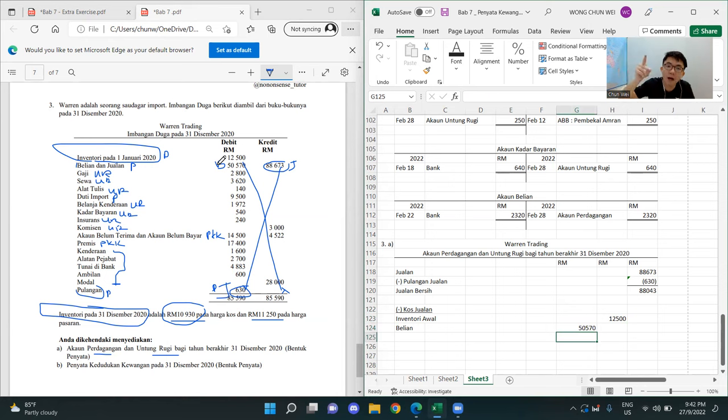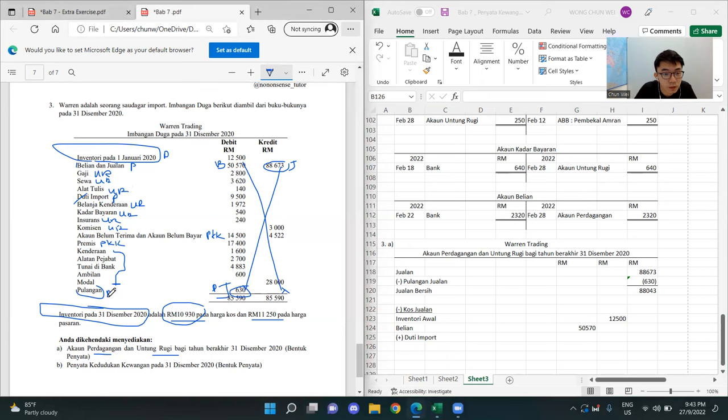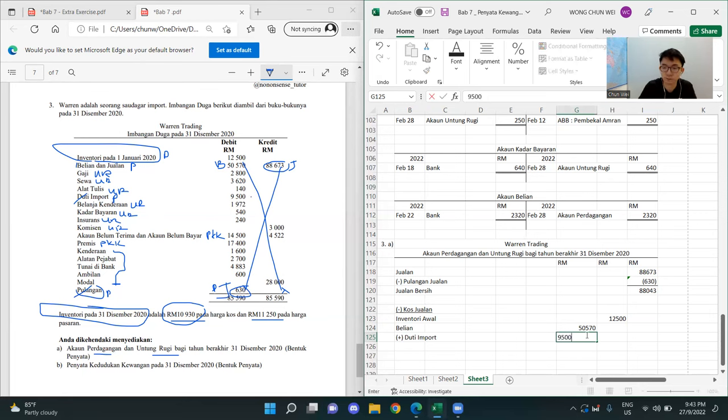Then kita perlu tambah audit, if we have audit. Tapi tadi kita telah tengok, okay, we already saw that there is a duty import. So kita terus tambah duty import. This is the audit. Do we have other audit? Duty import. So we look at the P, this is a pulangan, tadi sudah record. Any other P or not? Belian dan jualan, no. Okay, so you tambah your duty import. How much is your duty import? The duty import is 9,500. So you add up, put here lah, right?